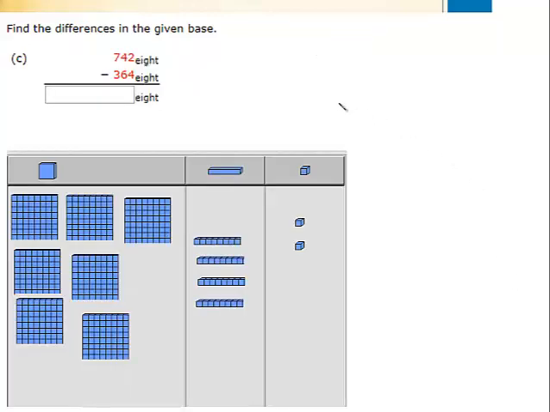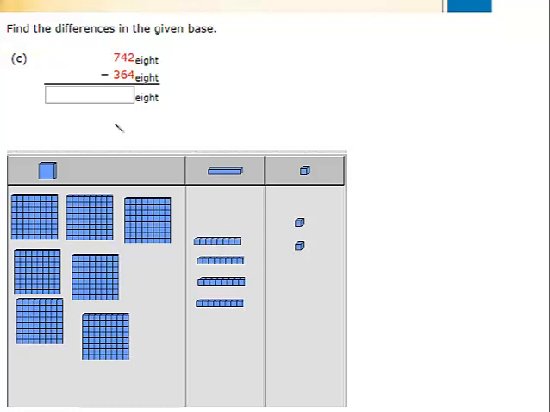Let's look at one of these larger problems where we have a different base. We're going to do base 8 here. You'll notice that my squares are 8 by 8s, my flats are 8 of those little 8 blocks in length, and then here are my ones. I have the number 7, 4, 2 in base 8 represented.